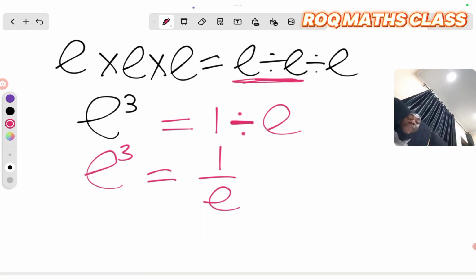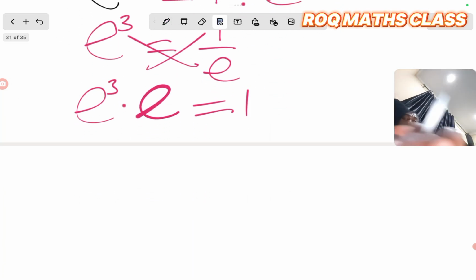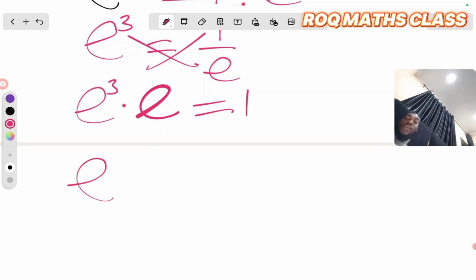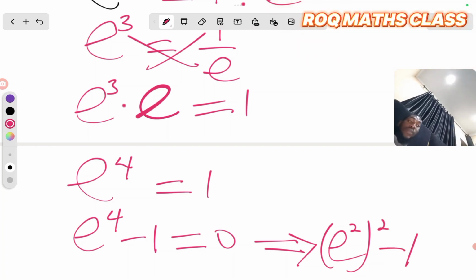Then the next thing is that you have to cross multiply. So you're going to have e to the power of 3 multiplied by e is equal to 1. In that case, since I have e to the power of 3 multiplied by e, this is the same thing as e to the power of 4, which is equal to 1. And this can be written as e to the power of 4 minus 1 is equal to 0. You should also know that this can also be written as e to the power of 2, to the power of 2, minus 1 to the power of 2.